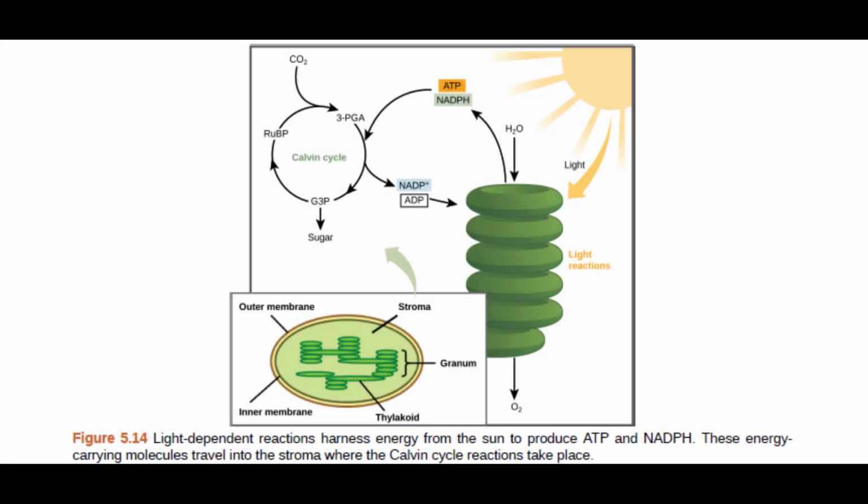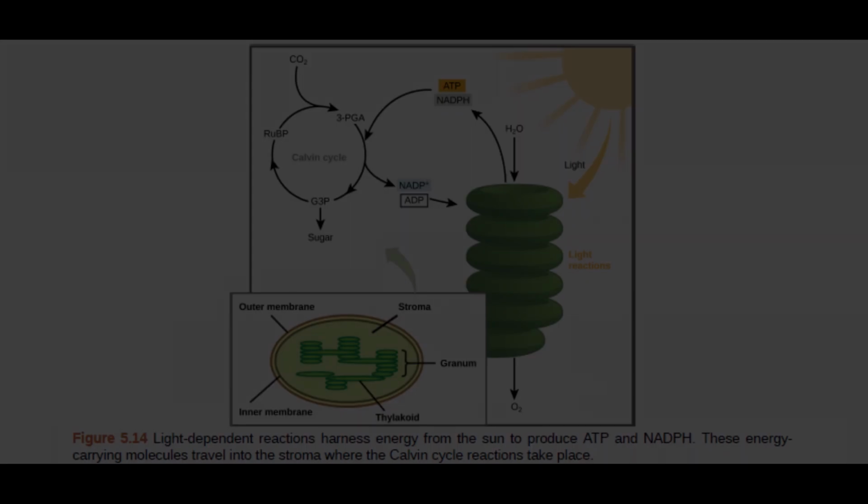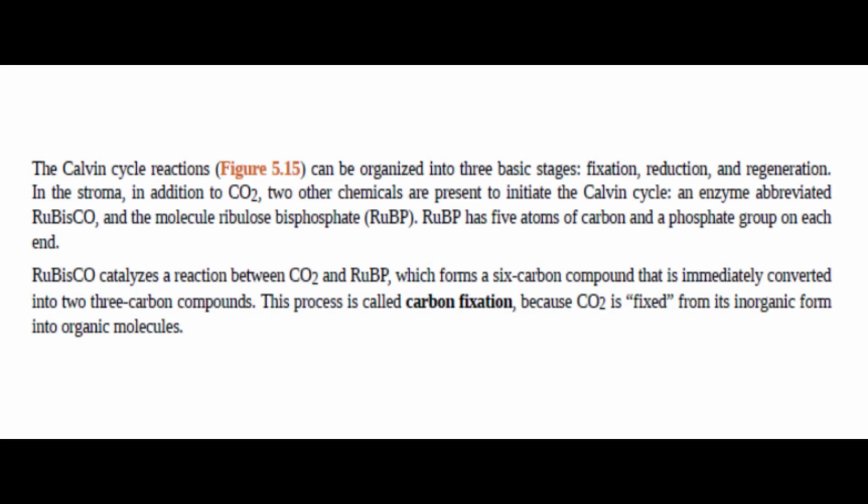Figure 5.14. Light-dependent reactions harness energy from the sun to produce ATP and NADPH. These energy-carrying molecules travel into the stroma where the Calvin cycle reactions take place. The Calvin cycle reactions can be organized into three basic stages: fixation, reduction, and regeneration.